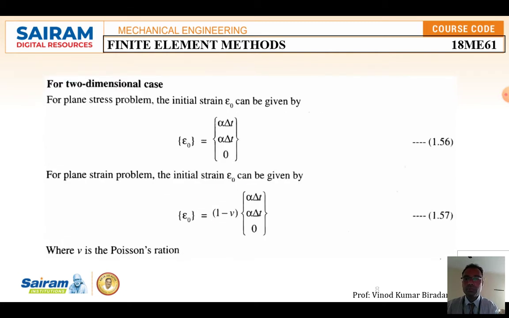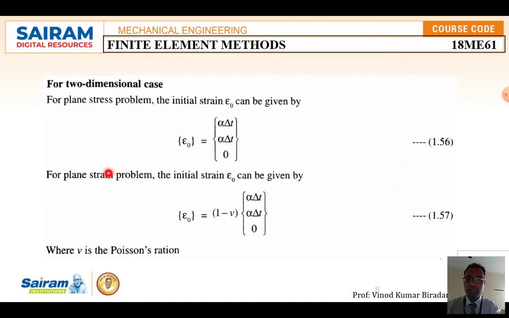For the 2D problem, for the plane stress problem, the initial strain epsilon naught can be given by the change in temperature: alpha delta T1 for the first direction, alpha delta T2 for the second, and 0. 2D means x and y direction, z will be 0. So epsilon naught is alpha delta T1, alpha delta T2, 0. This is for the 2D element.